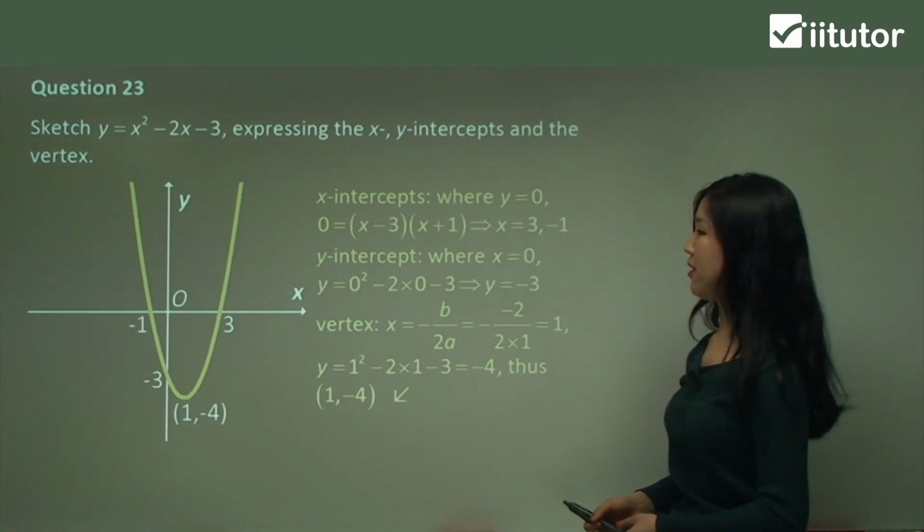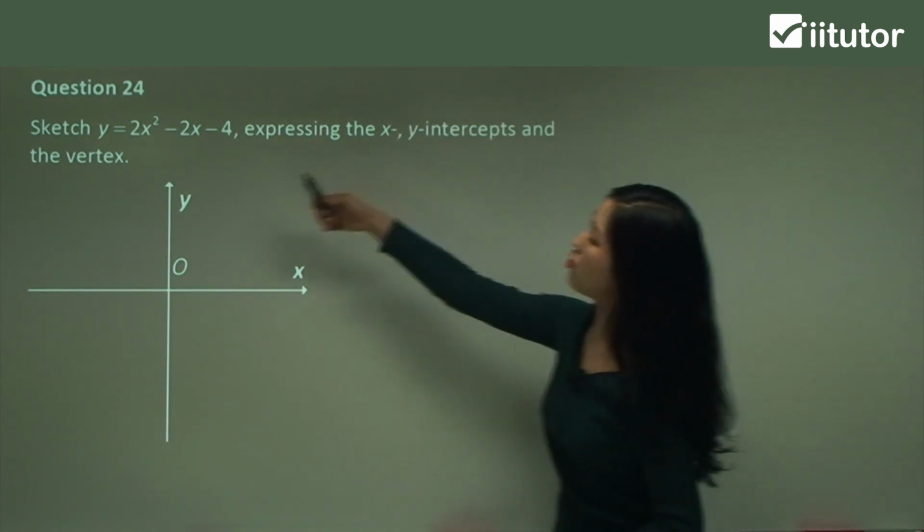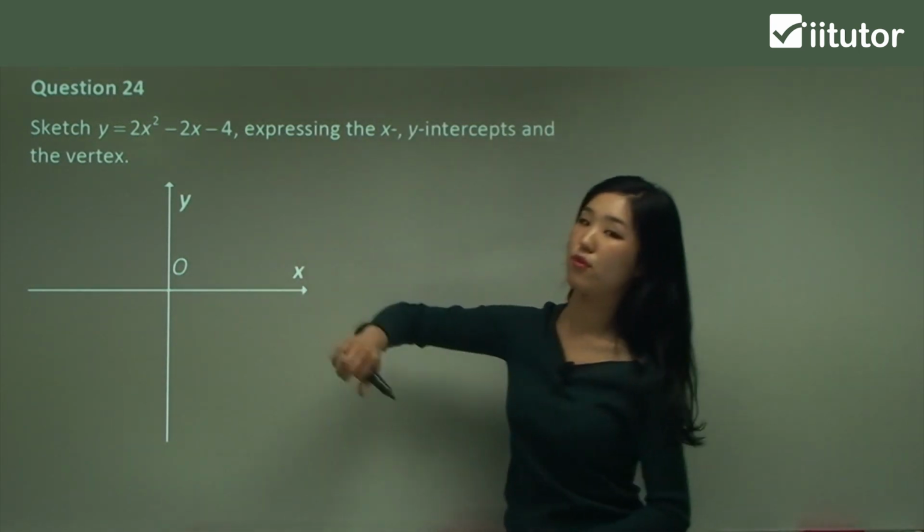Straightforward, let's move on. Question 24 says sketch y equals 2x squared minus 2x minus 4.